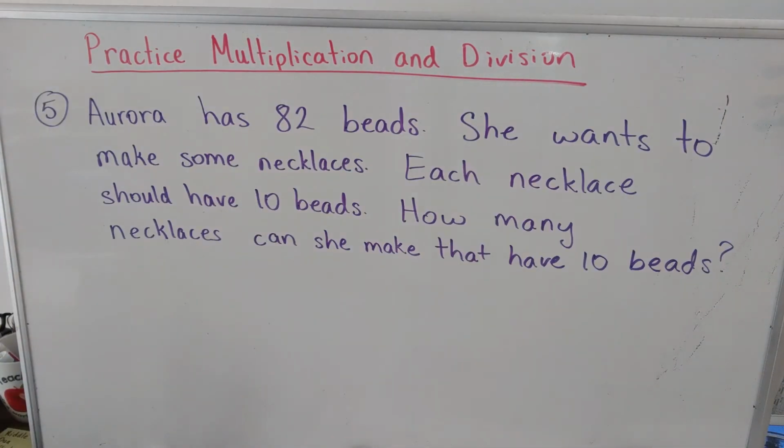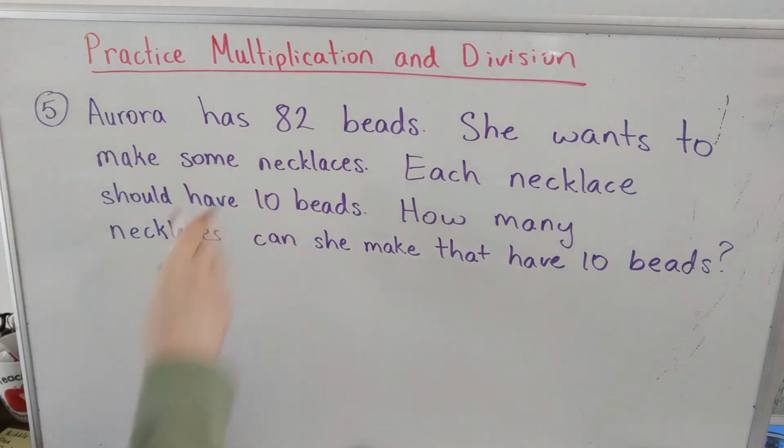Here is our last word problem for today. Number 5. Aurora has 82 beads. She wants to make some necklaces. Each necklace should have 10 beads. How many necklaces can she make that have 10 beads?